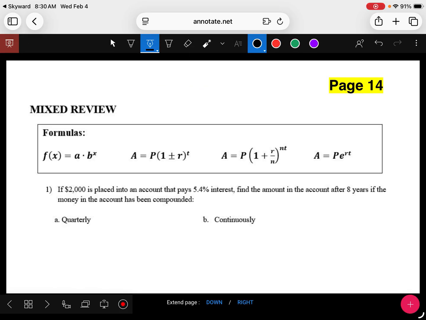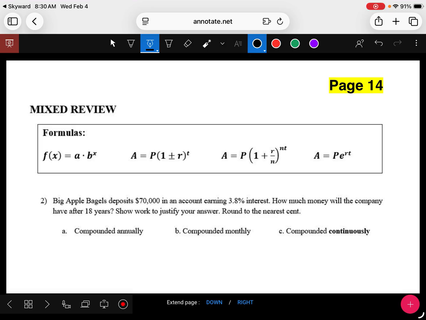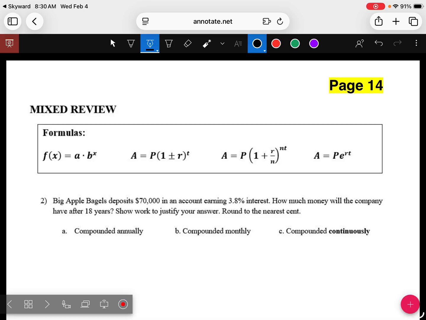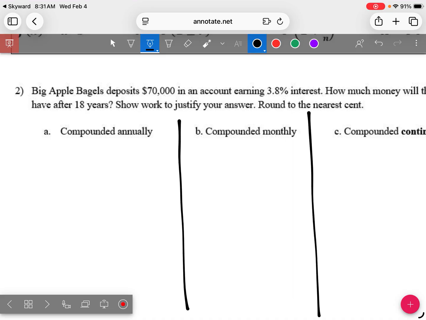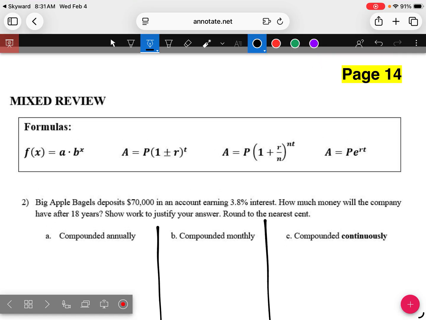Let's go ahead and skip down to 2. So we got 3 different questions. All 3 of these use different formulas, okay? So these are our formulas at the top. We haven't talked about this one yet, so ignore that one for now.